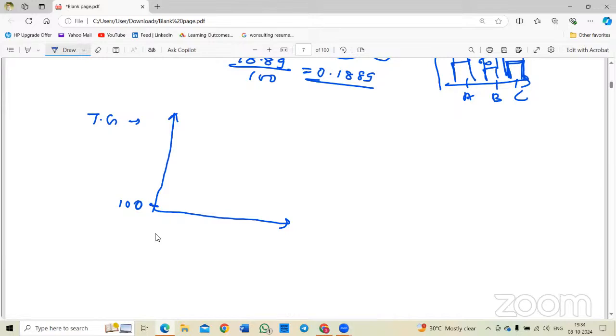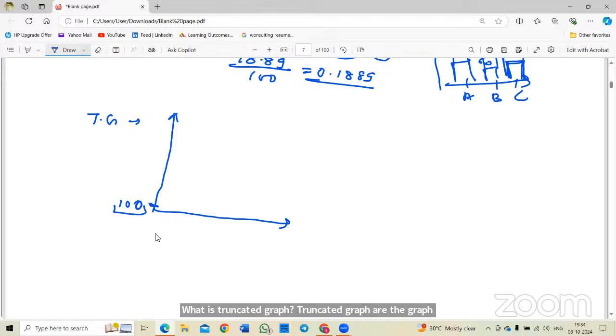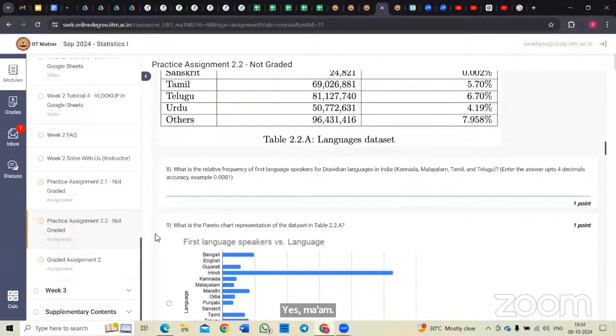What is a truncated graph? Truncated graphs are the graphs in which the baseline is not starting with 0 but with another number like 100 or 50 or 60, any other number other than 0. Then it's a truncated graph. Yes, ma'am. Any other doubts?